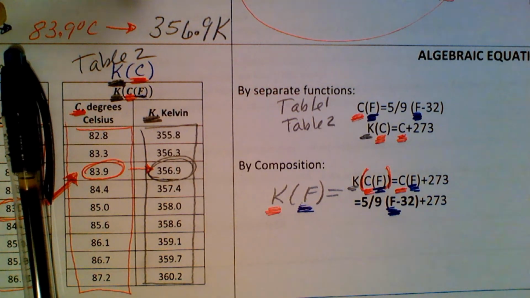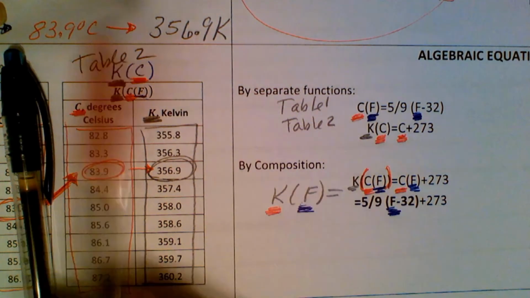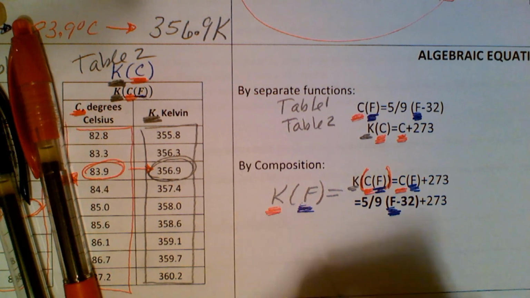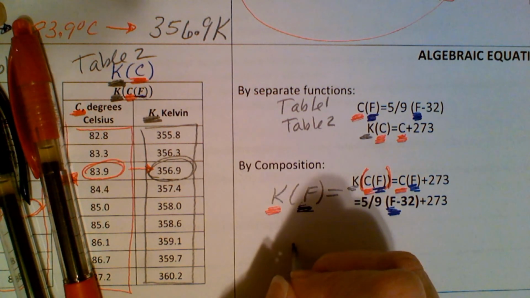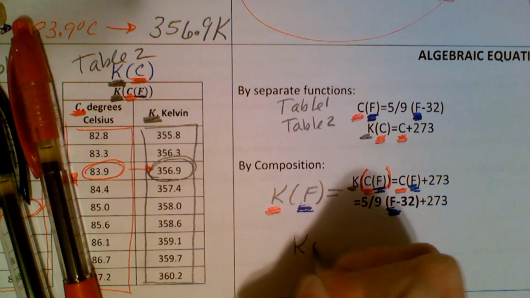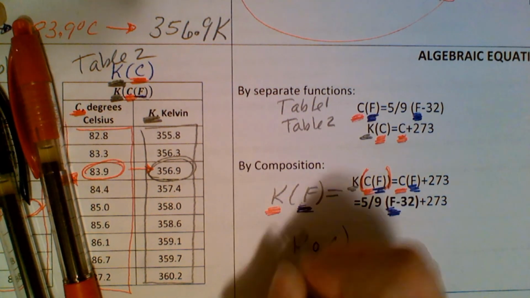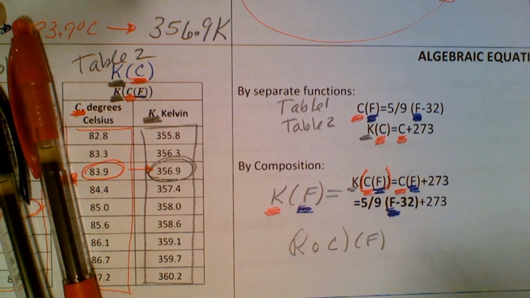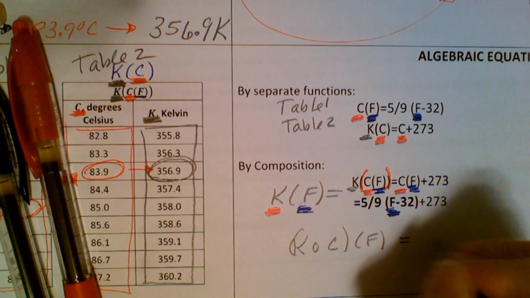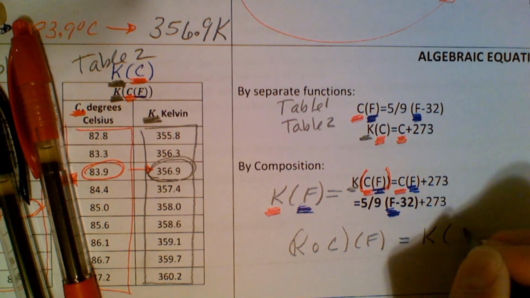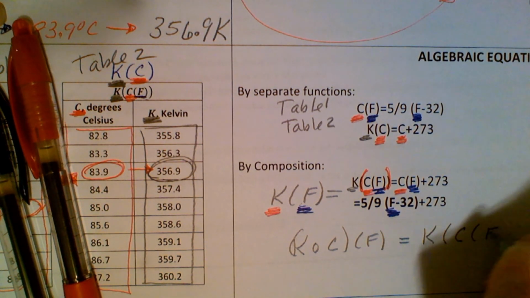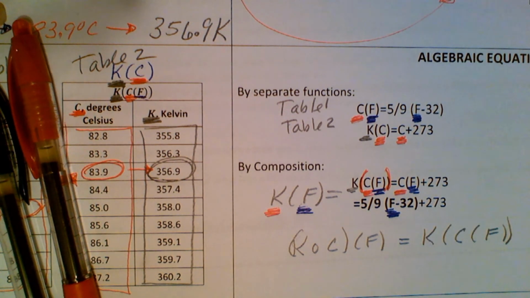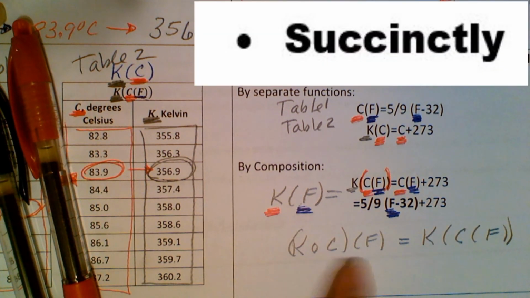But I am going to write one more thing. I'm going to write in pencil, and then I'll color code it. I'm going to write K composed of C of F. This is a composition of functions. This is equal to K of C of F. And so this is how we write it succinctly as mathematicians.